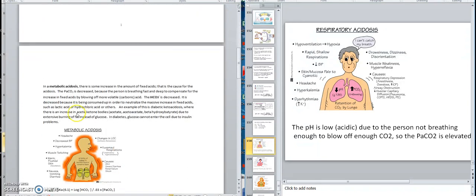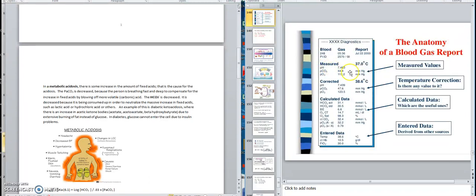You can read this. In a metabolic acidosis, again, you're acidic. So the pH is showing an acidic aspect. There's some increase in the amount of fixed acids. That's the cause for the acidosis. It's not the lungs. The PaCO2 is decreased. Why? Because the person is breathing hard and heavy to try to reduce the carbonic, the volatile acid, to compensate for the increase in fixed acids. Okay? You see what I'm saying?